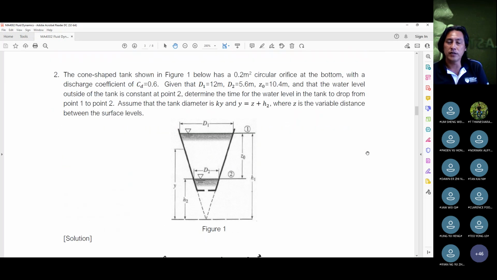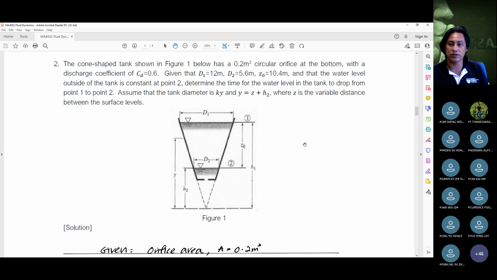Question 2 is pretty similar to question 1, with the exception that now we don't have a vertical wall. We have a conical wall. If you think about it, it's like a funnel shape. So things will be a little bit trickier. However, do recall that we actually have an example that closely resembles this in our lecture notes. So you can always follow the procedures of the example that we cover in the lecture notes.